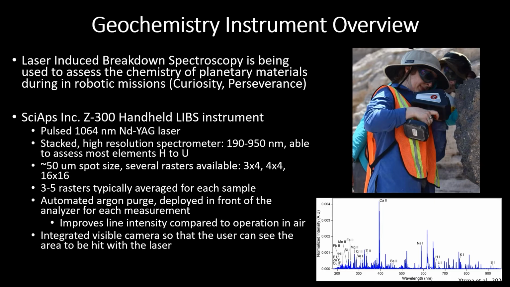In the handle there that I have my hand on, there's a little argon tank, and when you pull the trigger to fire the laser and do the analysis, a little puff of argon purges into the space where the laser is firing. And this improves the line intensity that you get compared to operation in air. The instrument also incorporates an integrated visible camera so that you can see the area that is to be hit with the laser.